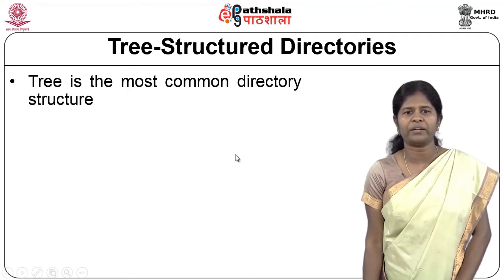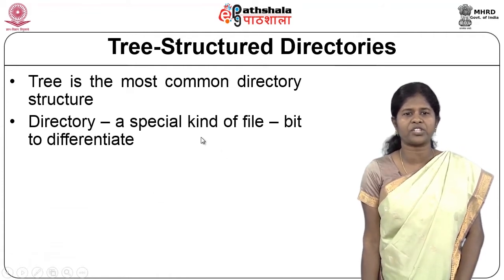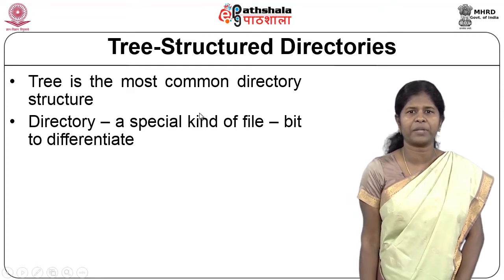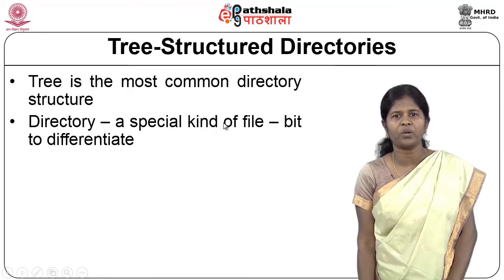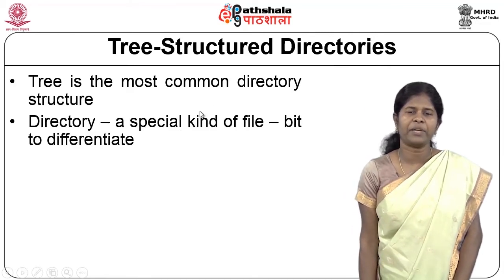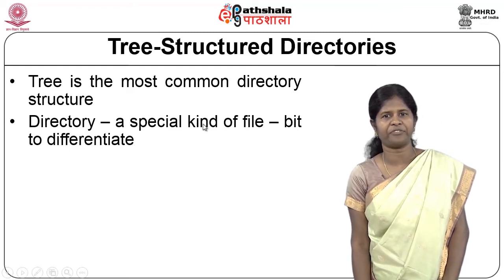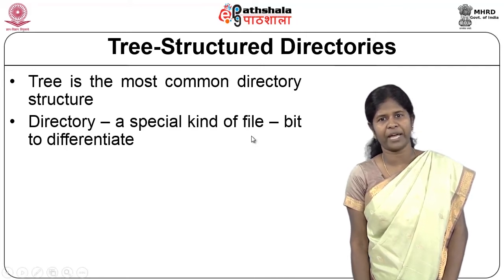So, in a tree structure directory, it is the most common directory structure, and you have multiple directories at multiple levels. A directory is also looked at as a special kind of file, but there is a bit to differentiate between a regular file and the directory file in the directory's contents. One directory can have subdirectories as well as files beneath it.